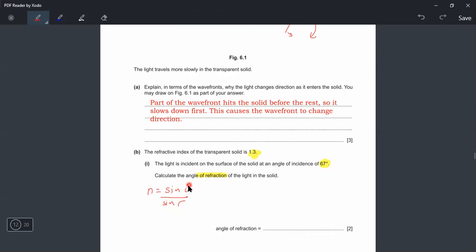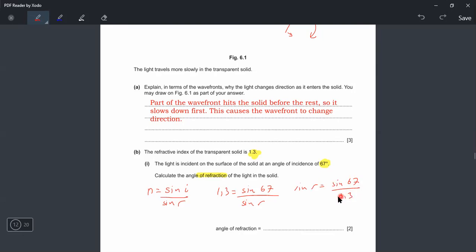I prefer sine air over sine glass because it's always preferable to have the larger angle up here and the smaller angle down here. It helps with your workings, because sometimes it's not the incident angle that's in the air; sometimes it's inside the solid already. So 1.3 is sine 67 divided by sine r. So this means that sine r is equal to sine 67 divided by 1.3.